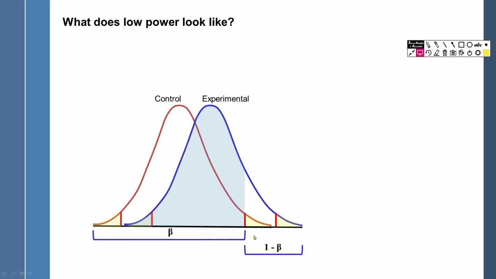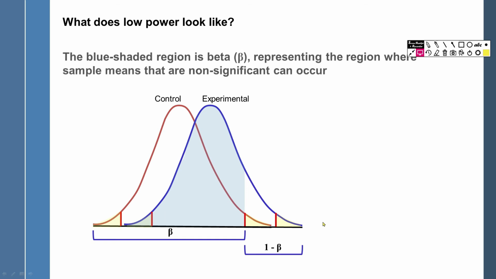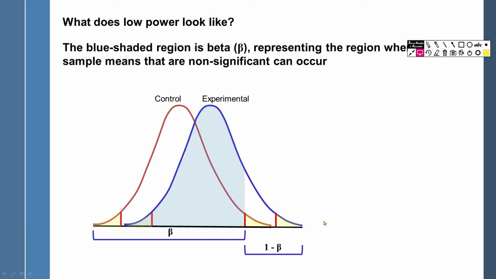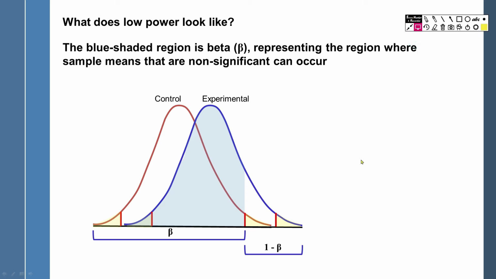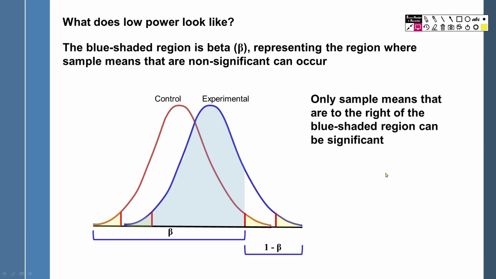So we want our experimental group mean to be within this unshaded region, and that's power. 1 minus beta is power. So the blue shaded region is beta down here, and you can see that it encompasses most of the possible range for the experimental group, which is bad. And that's indicative of low power.